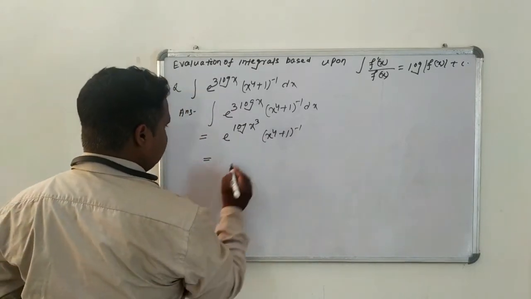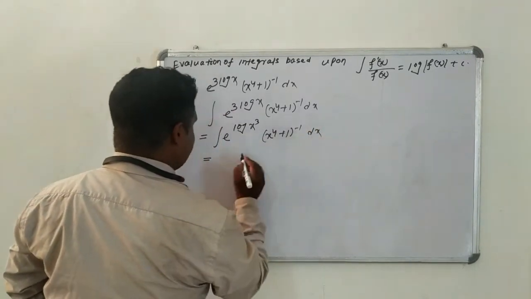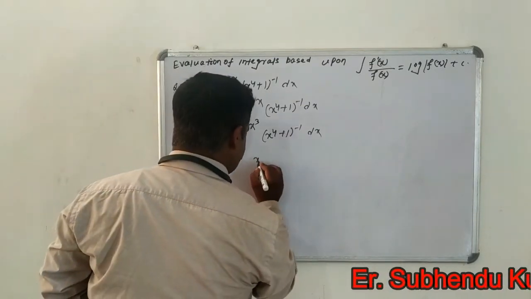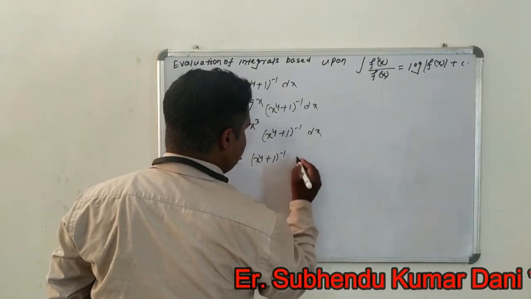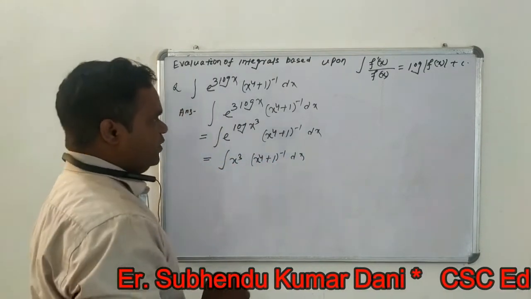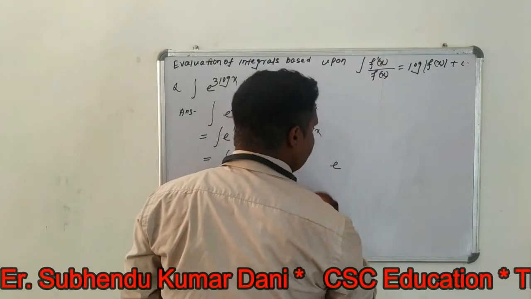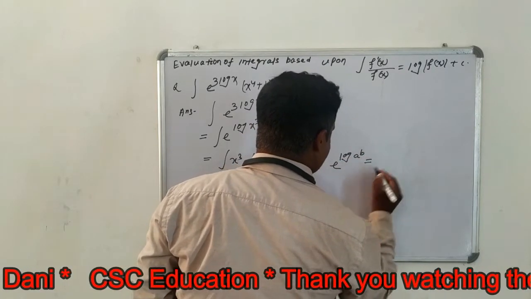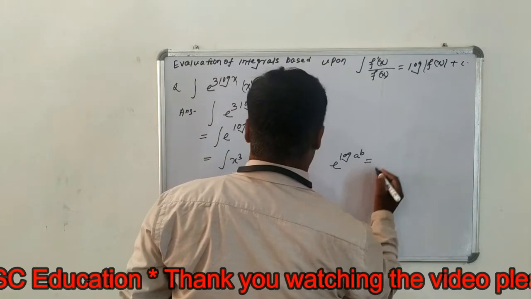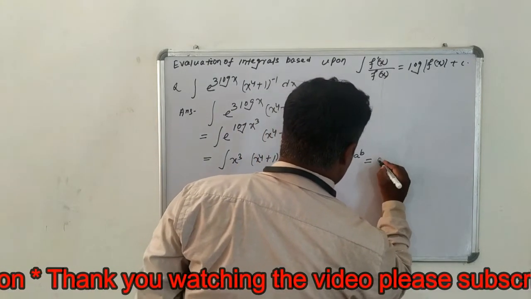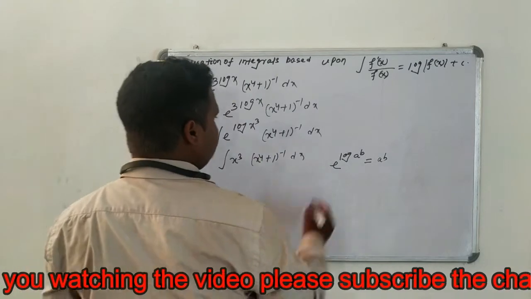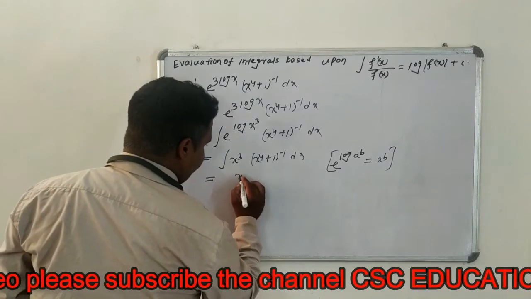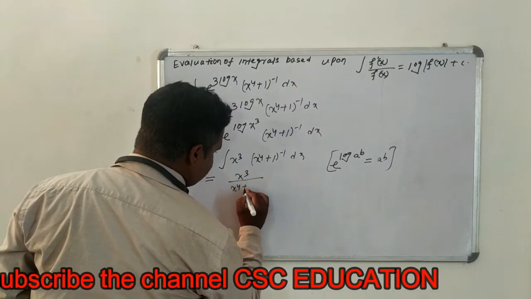This value equals x cube, x to power 4 plus 1 to the power minus 1 dx of integral. Because by the formula in the exponential function, e to power log of a to power b gives a to power b. So using this formula, now this value equals integral of x cube divided by x to power 4 plus 1 dx.